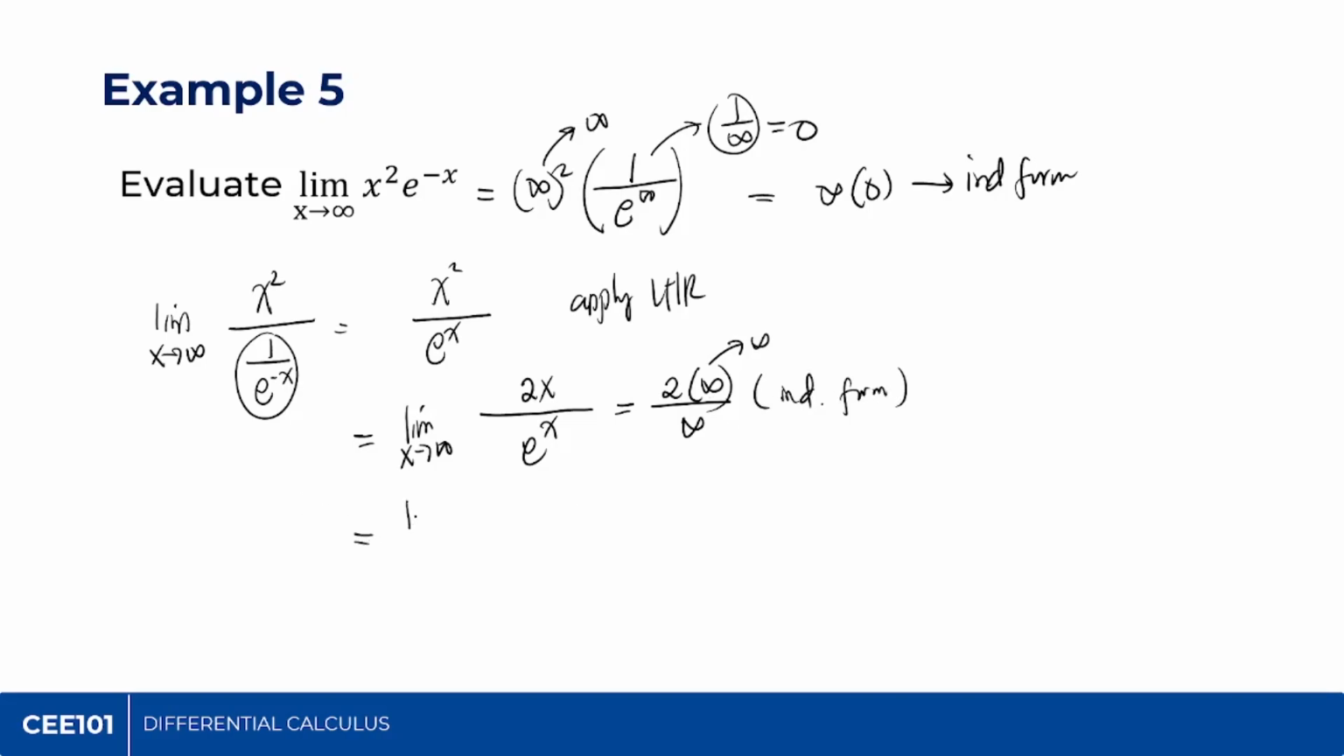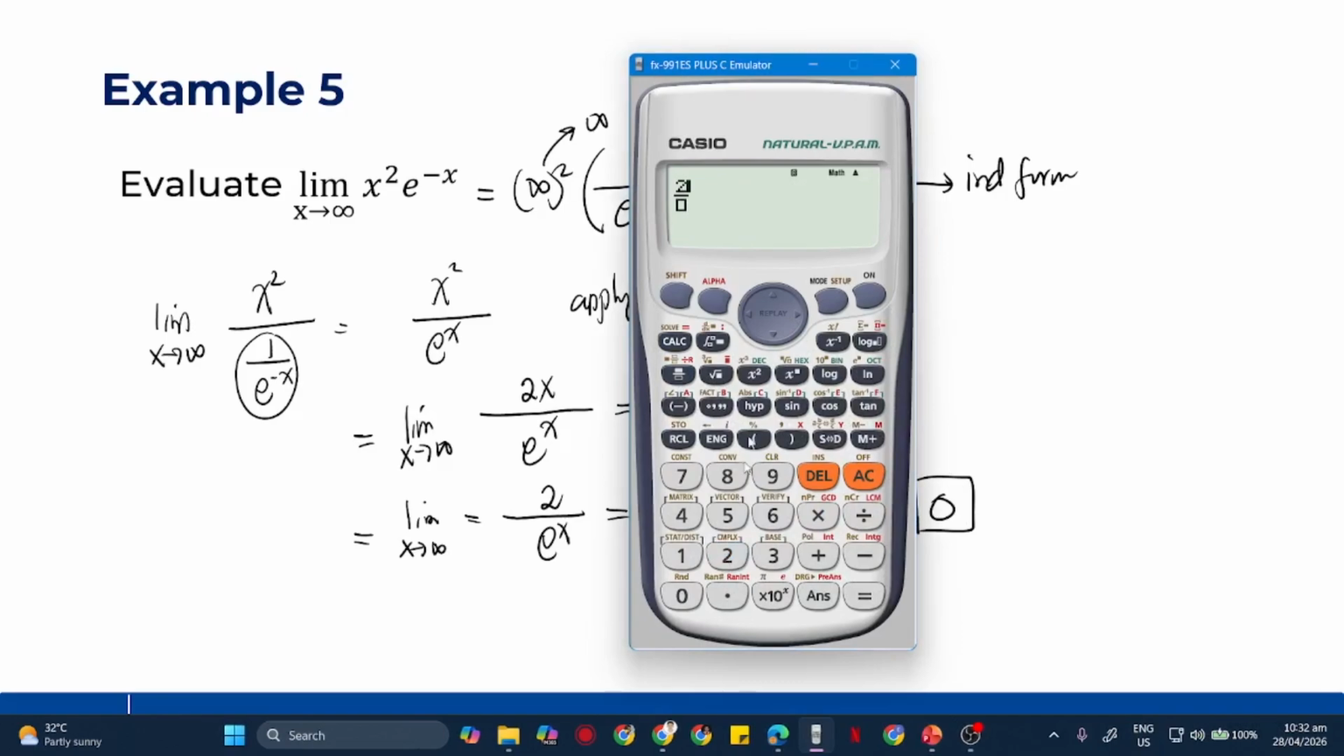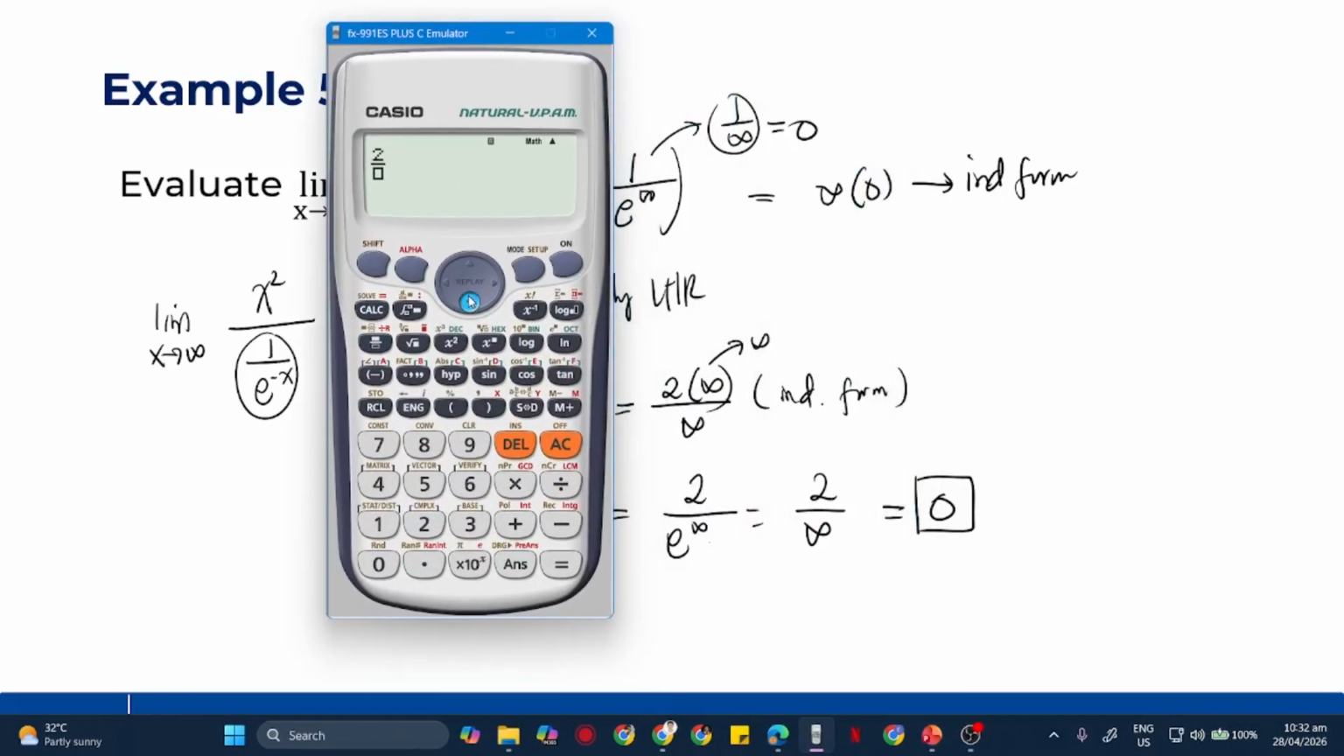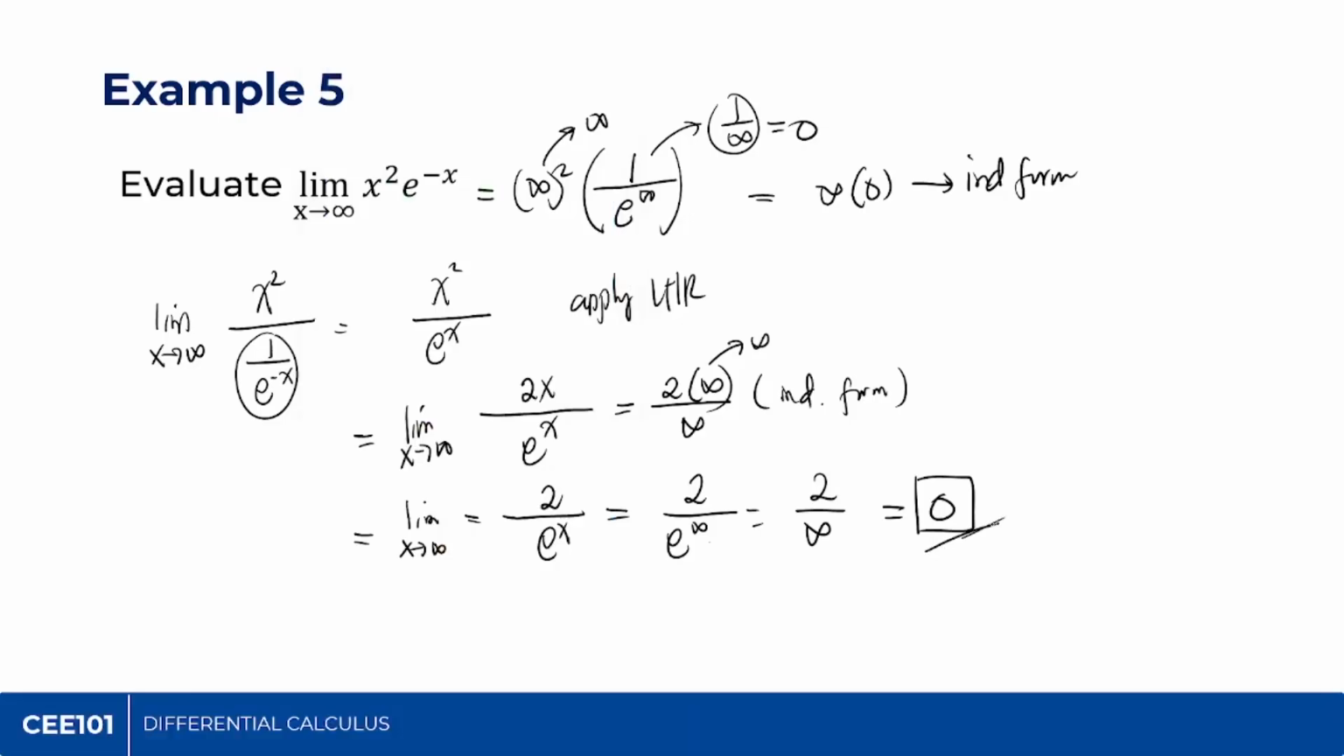So mag-apply ka ulit ng L'Hopital's rule. Okay. So ano yung derivative ng 2x? 2. Then derivative ng e raised to the power of x, same pa rin, di ba? So if you will evaluate x approaches to infinity, so you would get here what? 2 over infinity. Okay, if you will evaluate 2 divided by infinity, you would get 0. Kasi for example, meron tayong 2, then divide natin yan by positive infinity. Like for example, 99999. So you would get approximately equal to 0. So yung sagot dito is 0.